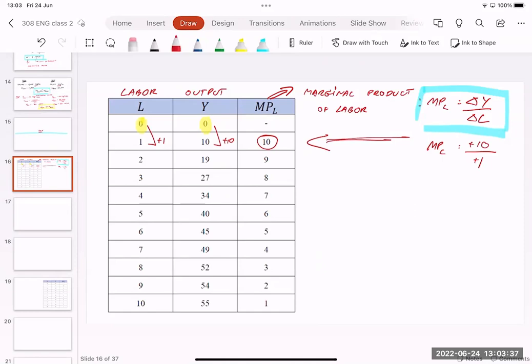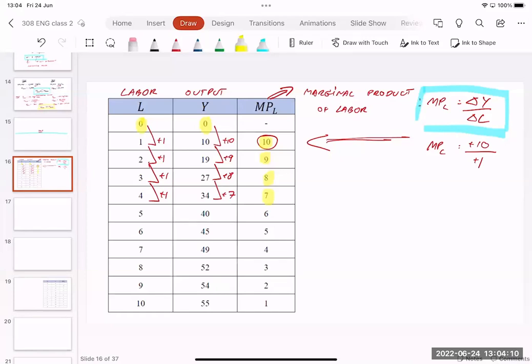If you add one more labor into the factory from 1 to 2, you can produce more, from 10 to 19. You can produce 9 units more. This is what you have for MPL, 10 and 9. If you add one labor from 2 to 3, you can produce 8 units more. From 3 to 4, you can produce 7 units more. You can see that from the numbers in the table.